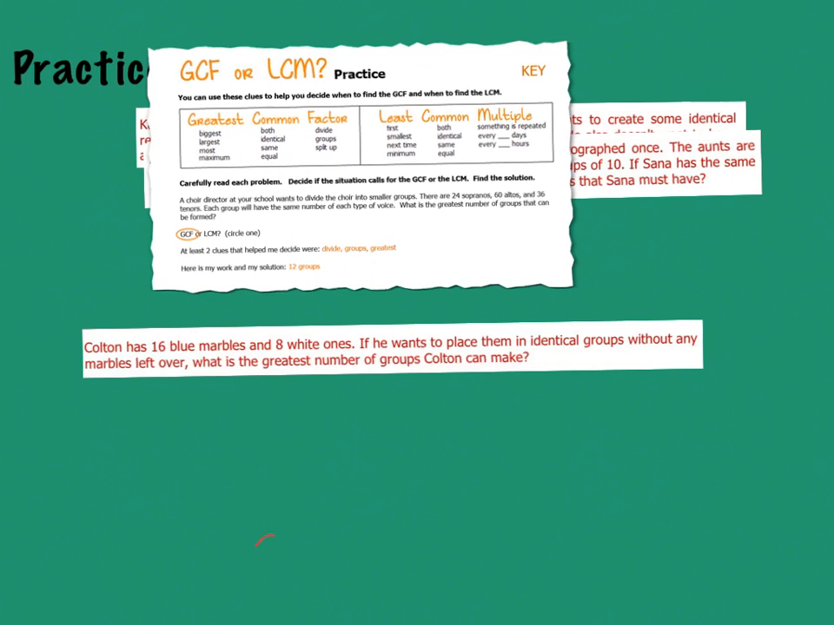So we are going to use 16 and 8 and use the birthday cake method. We're going to go 2 because 2 goes into both. That's 4 and that's 5. And we don't have any other numbers that are common, so 2. What is the greatest number of groups Colton can make? He can make 2 groups, and that is it. Or he'll have some left over if he does more than that.